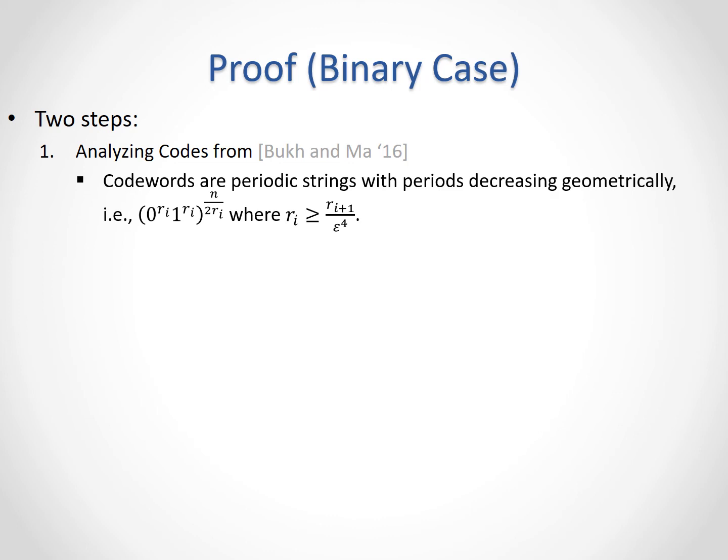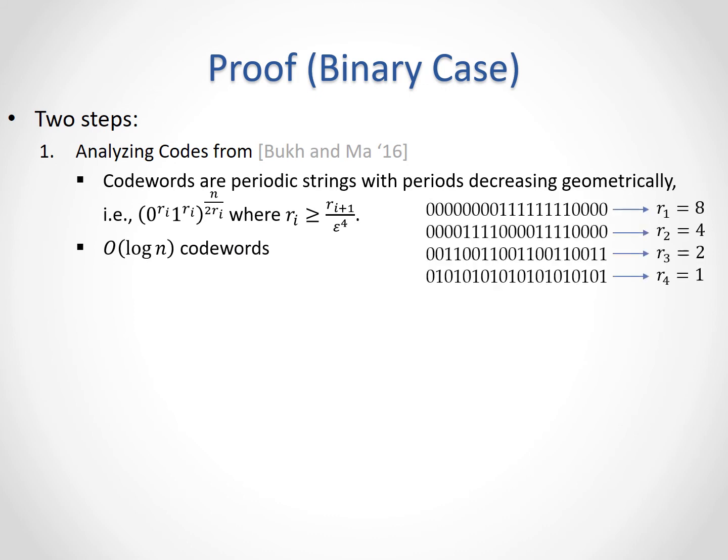Here is a quick example. We have 4 codewords with period lengths 8, 4, 2, and 1. Note that in order to allow for a geometric increase in the period length of the codewords, with a block length of n, one can only have up to O(log n) many codewords, and therefore the rate of these codes is very small.